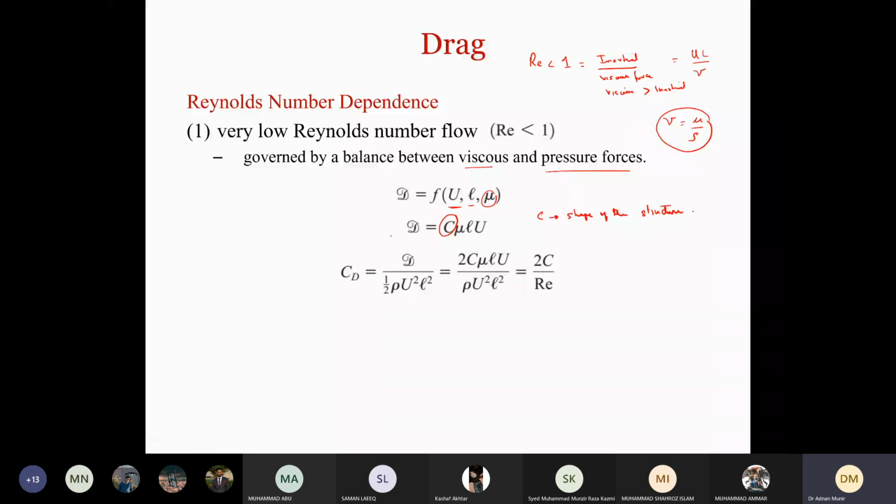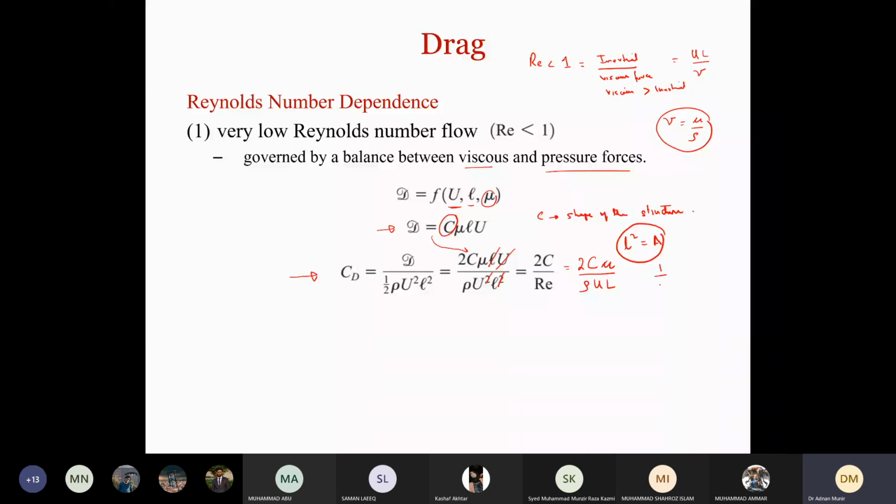Now this is the value of D. I can substitute this value of D in the equation for CD. CD equals D over half rho U square L square, and now it becomes 2 C mu L U over rho U square L square. L square is basically area, because area is meter square. Now you can see, once we substitute the drag force here, this L will cancel with L, this U will cancel with U, and then I can write it like this: 2C mu over rho U L.